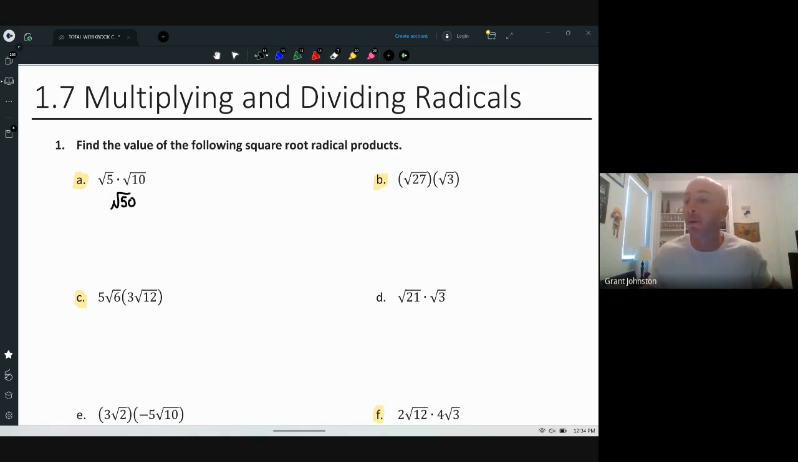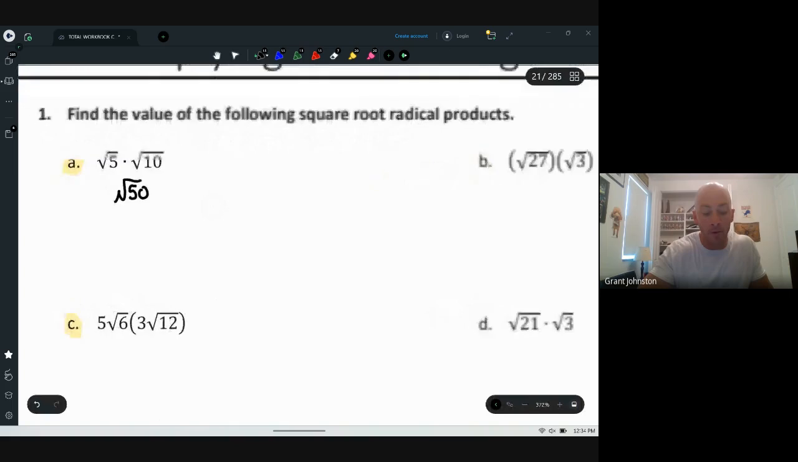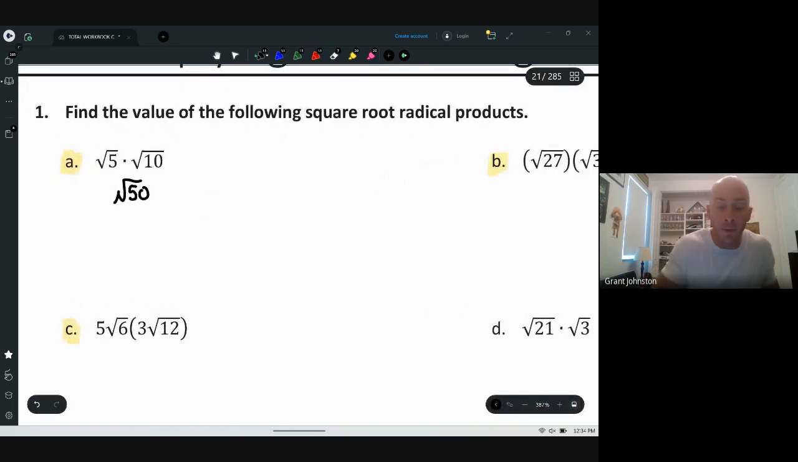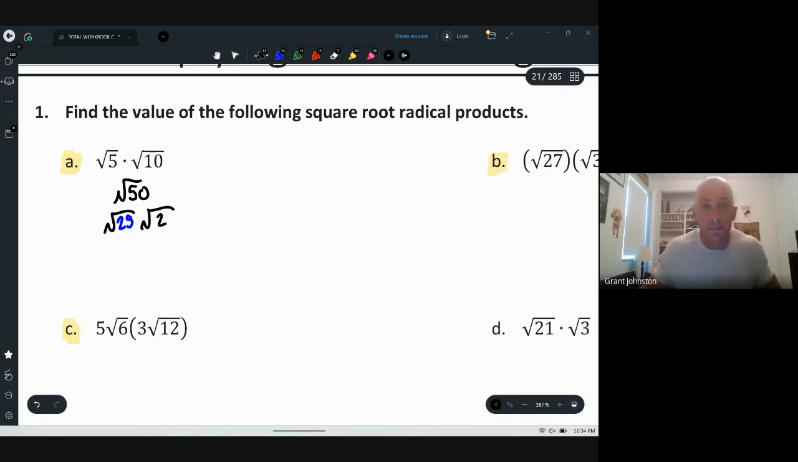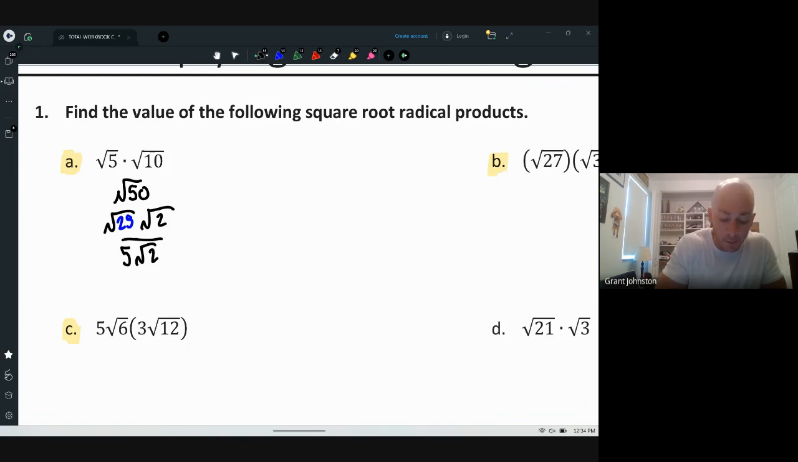But we want to simplify this. We can't just leave it as square root 50. We want to simplify it as much as we can. So what's the biggest perfect square that goes into 50? That would be 25. So this could be 25 times 2, and the square root of 25 is 5. So 5 root 2.